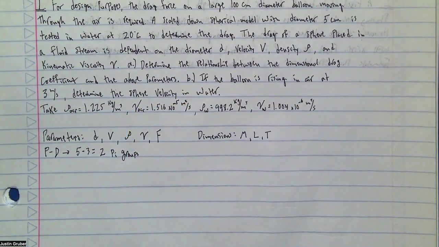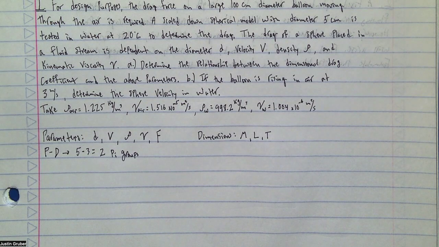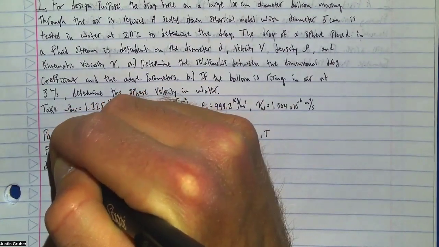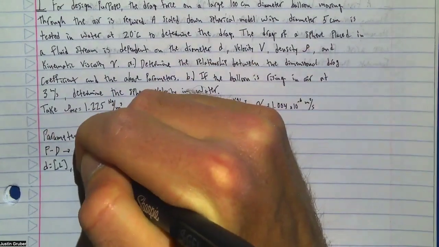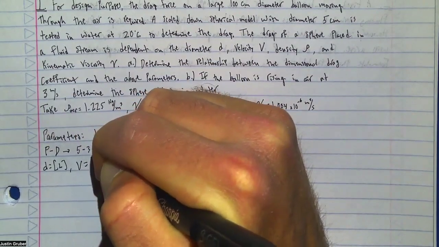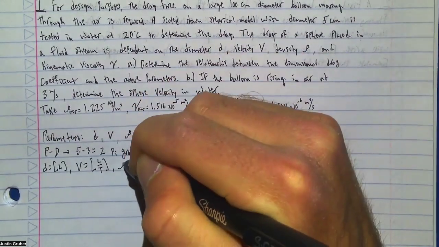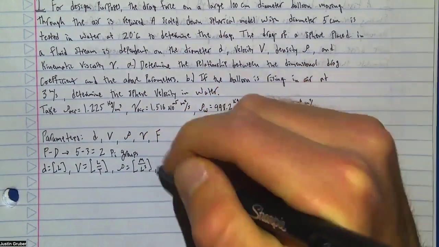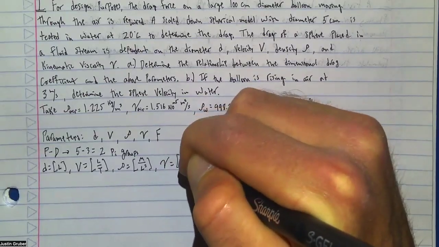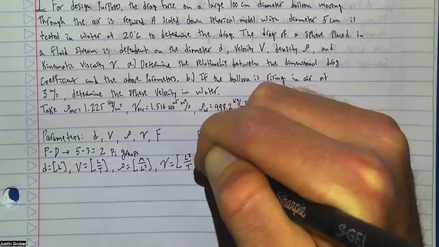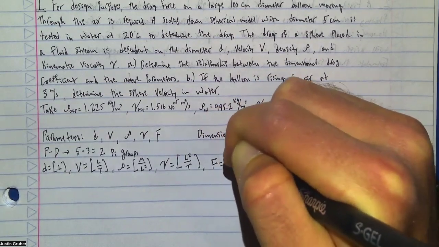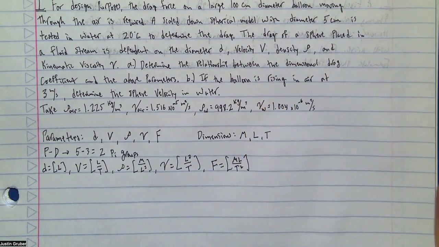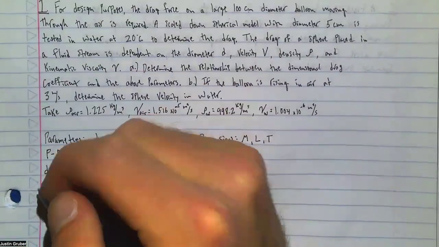To do that, we need to know the actual dimensions of each parameter, right? So let's write all these dimensions down. Diameter is just some length. Velocity is just some length per time. Density is something like that. Kinematic viscosity is that. And then force is, right? And so now we need to pick 3 repeating parameters.